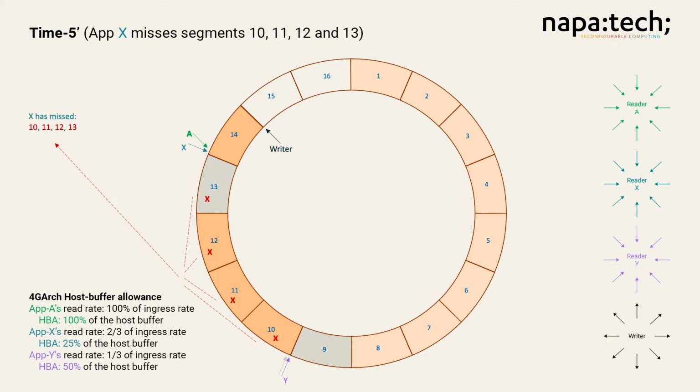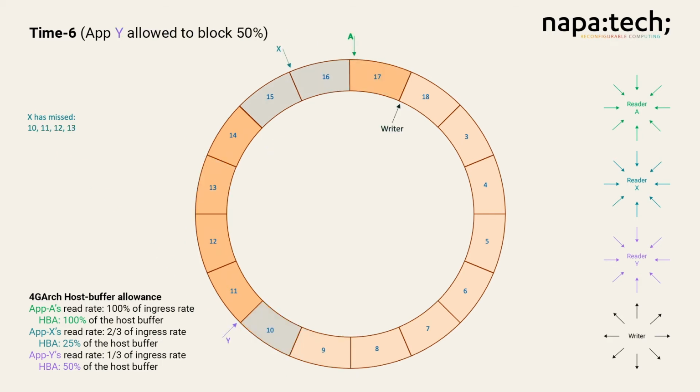As a result of the host buffer allowance process, application X will lose contents of segments 10, 11, 12 and 13, whereas application A and application Y are not losing anything. The writer has now filled 3 more segments. Application A continues to follow along, whereas application X has only reached segment 16. Application Y is even further behind, at only segment 11.